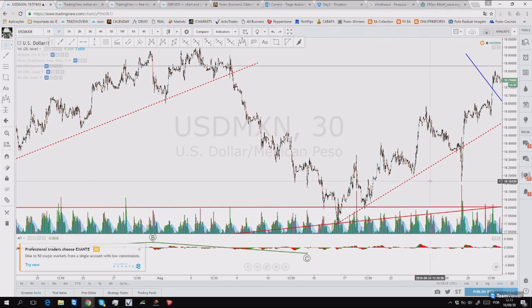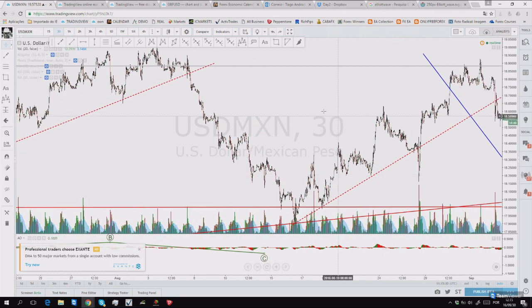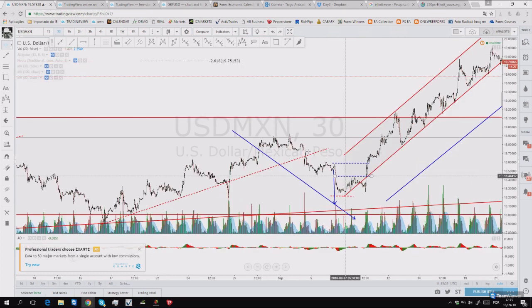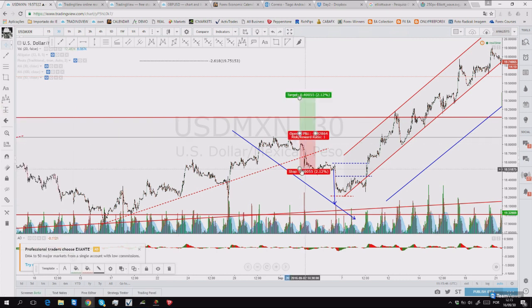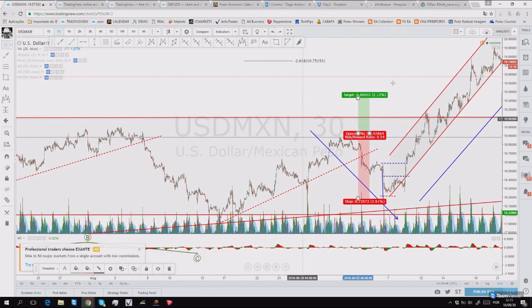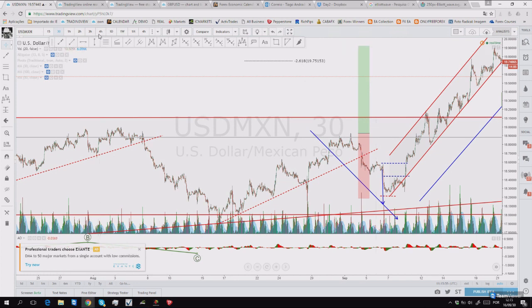So the 4 hour is better for me, and I can go with a 100 pip stop. I've been trading with very small lots, so I can go with a big stop. I mean, I could probably do a trade like this, with a big stop like that, but my target would be very far away.